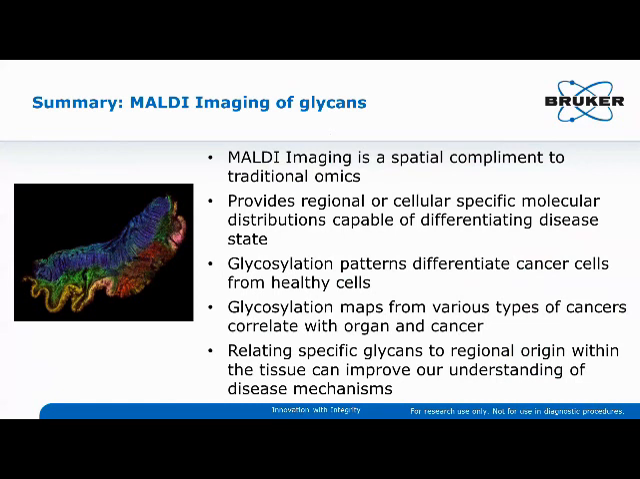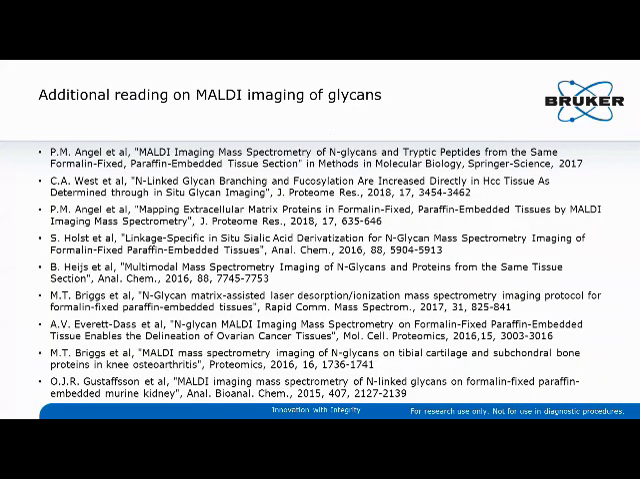Glycosylation maps from various types of cancers clearly correlate with organ and cancer. And then in the longer term, relating these specific glycans to a regional origin within various biopsies can only improve our understanding of disease mechanisms. For further reading, if you're interested, this is just a selection of some literature examples of glycan imaging. Certainly, there have been a number published in recent years.